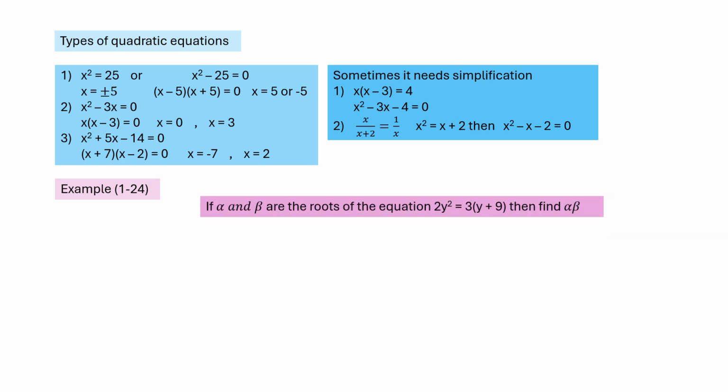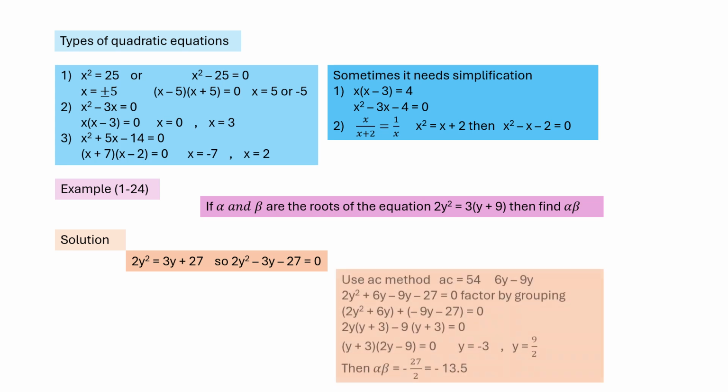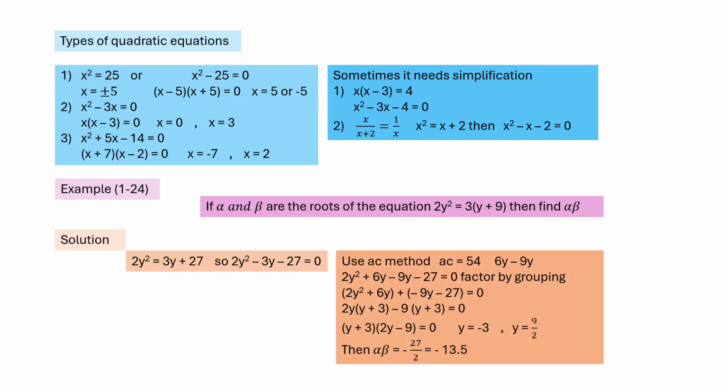If alpha and beta, these Greek symbols, are the roots of the equation 2y squared equals 3(y plus 9), find alpha times beta. That is, after you solve it and get the two solutions, multiply them. First of all, make simplification and combine all terms in the left-hand side. Use the AC method as we have studied before. AC equals 54, so we will split the middle term like 6y minus 9y to get negative 3y.